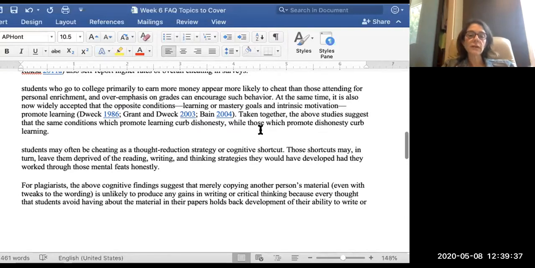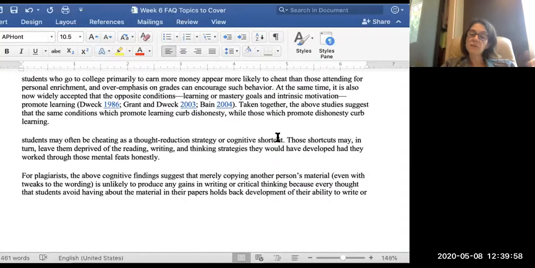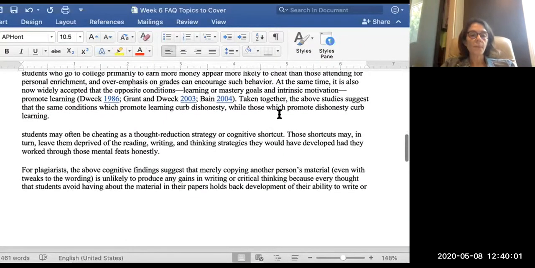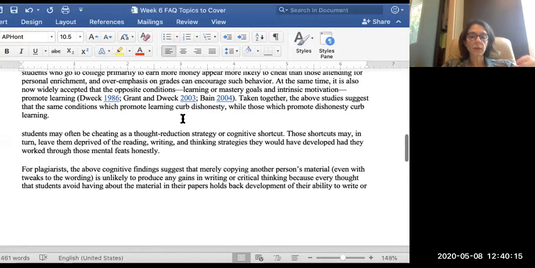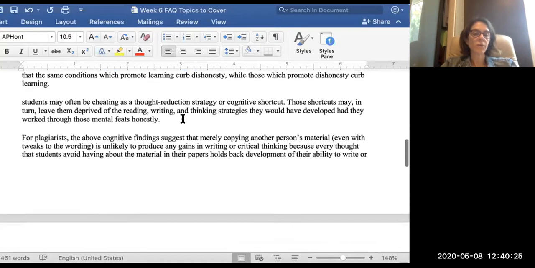But they're also really interested in learning, mastering goals, intrinsic motivation, right? So if you are interested in self-improvement, you're going to be less likely to purposely cheat, right? And I know that a lot of the plagiarism that happened this past time was unintentional. Nevertheless, it still needs to be reported. So those suggest that conditions which promote learning curb dishonesty, while those which promote dishonesty curb learning, right? And those conditions mean those external versus internal intrinsic motivations or the desire to learn, right? If you want to be learning, you're going to be doing the hard work of learning.